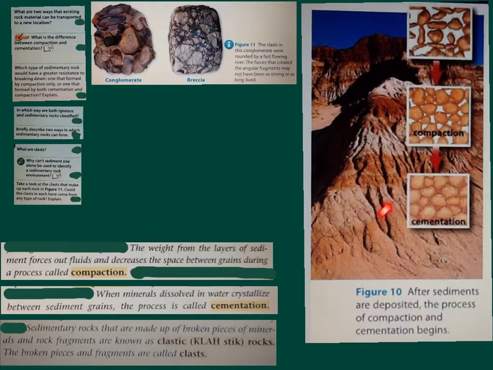As we look at Figure 10, that's this one here, after sediments are deposited, the process of compaction and cementation begin. So here's the deposition or depositing of those sediments. As they settle on top of each other, they start to compact or push the air out from where the holes are. After a while, cementation happens because there is no air left between them. So now the pressure is pushing all of those rocks together, filling in all of the spaces. So compaction leads to cementation.